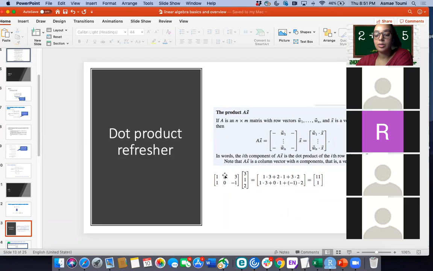1 times 3, 2 times 1, 3 times 2, and you add those up. And then you go on to the second row: 1 times 3, 0 times 1, -1 times 2, and then you add those up.